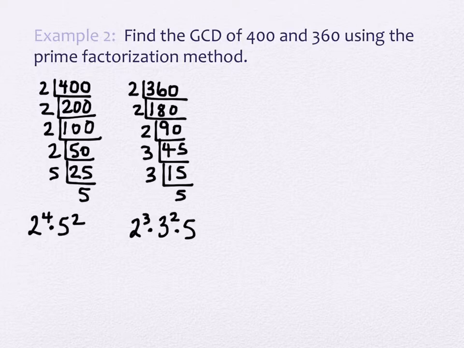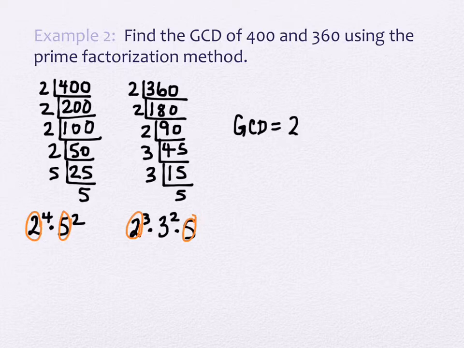That's step 1. Step 2 says, looking at those lists of prime numbers with their powers now, find the prime numbers that they have in common. So what prime numbers do they have in common? A 2 and a 5. So as I'm creating my greatest common divisor here, I know it is going to have a 2 and it's going to have a 5.